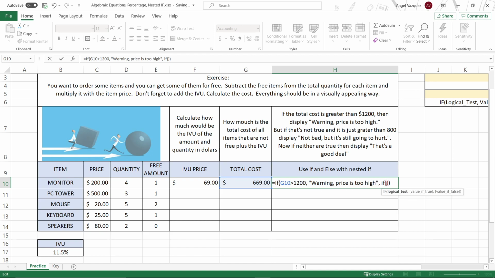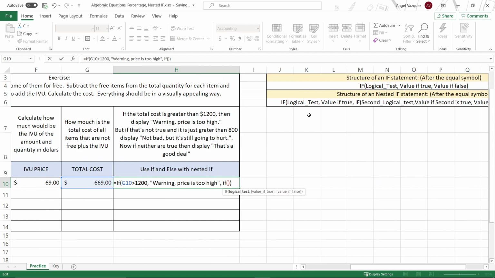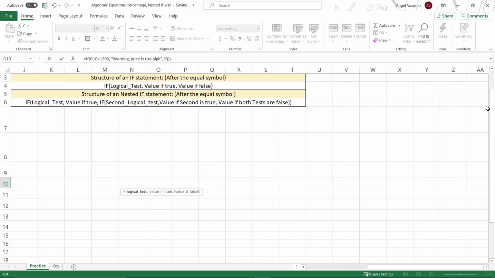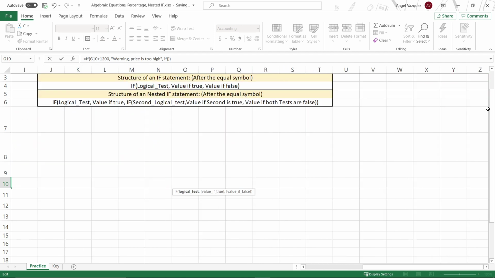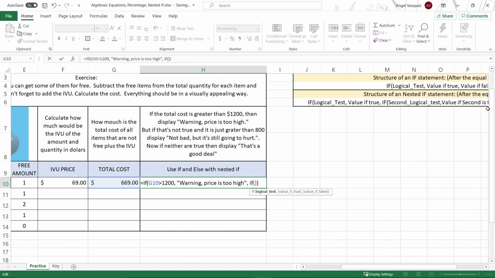Alright, so now this if will only play when this part is not true. That's why it's in here. You see? Value if false, then we start this if. Now, let's put the new logical test. The second logical test. As you can see here, logical test 1, second logical test, and we can do the same thing so on until forever, infinity. Third logical test, fourth logical test, an if inside another if, inside another if, inside another if. But for now, let's do it with just one nested if.